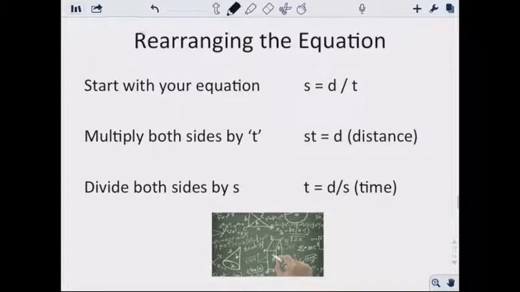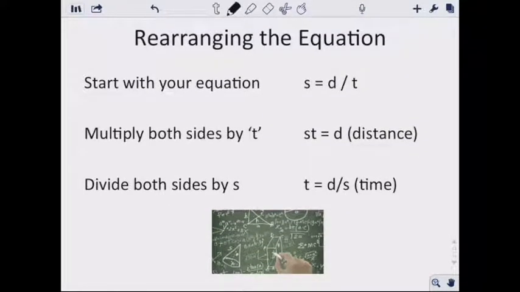So rearranging the equation, start with your equation: speed equals distance over time. Okay? We can multiply both sides by time, and what we see, those guys will cancel, and we see that distance equals speed times time. That will give us the distance.